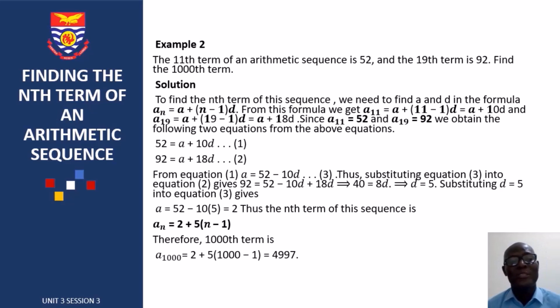So when you put it into equation 1, that gives 52 equals A plus 10 times 5, which is 50. Then subtracting 50 from both sides, A equals 52 minus 50, which is equal to 2. And that equally gives us our first term and our common difference.